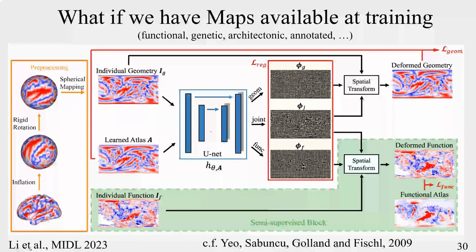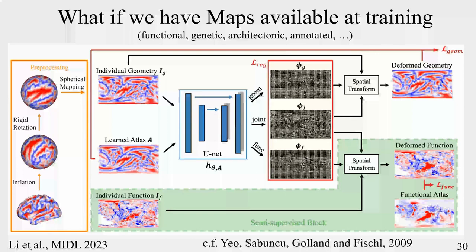We stick it through a UNet. This is very similar to Adrian's voxel morph stuff, and in fact, we use a lot of that code. And the UNet spits out three things. It spits out a large intersubject transformation that accounts for the differences across subjects, and then two smaller deformations that account for how geometry is formed and how function is formed separately from the single large registration.